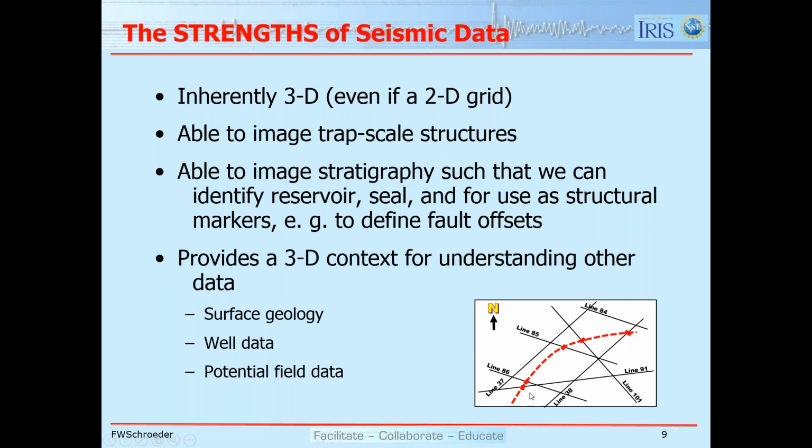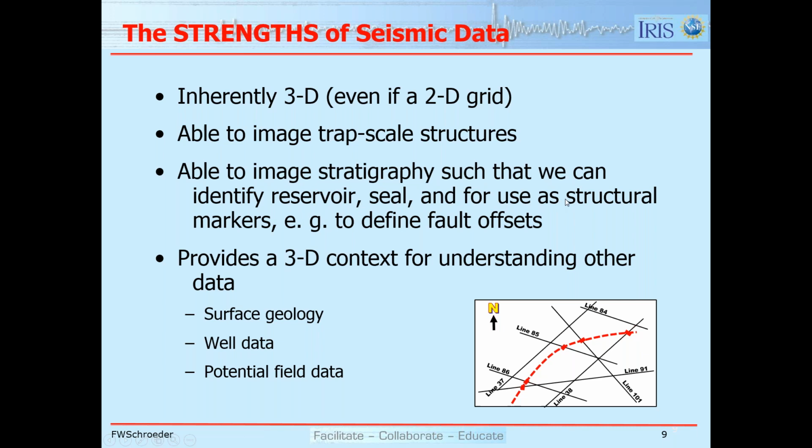So although we only sample it or see it on selected 2D lines through the area, by mapping the faults and correlating them and deciding which fault cuts relate to the other, we can then draw fault planes that are through-going. And so these are three-dimensional in nature. Another strength is we're able to image trap scale structures, so things that are big enough to hold an economic accumulation of oil or gas. We are able to image stratigraphy, and that can help us identify where we might have reservoir and seal.